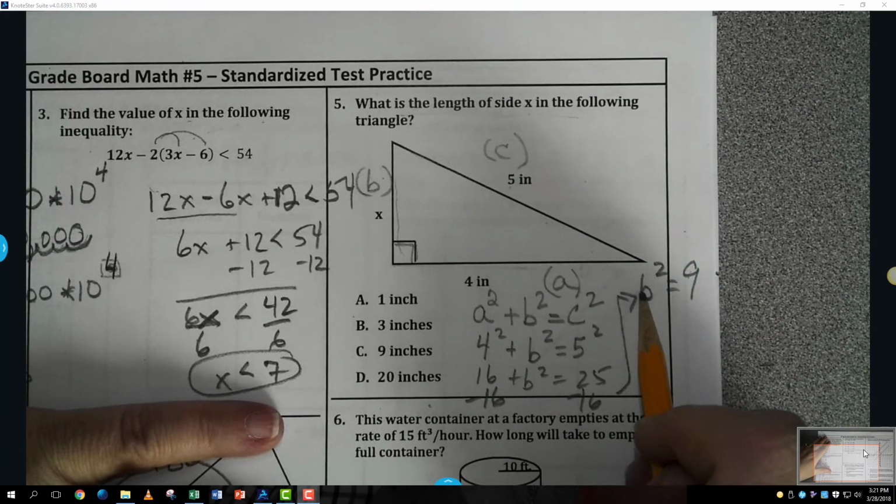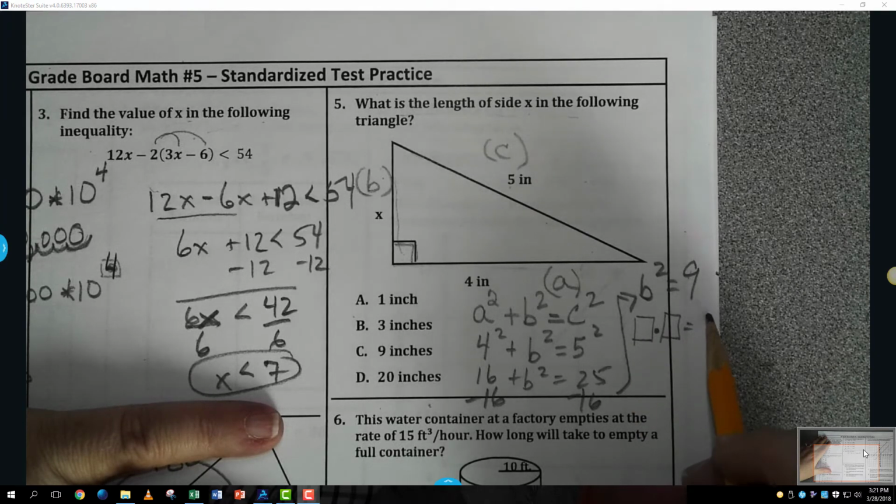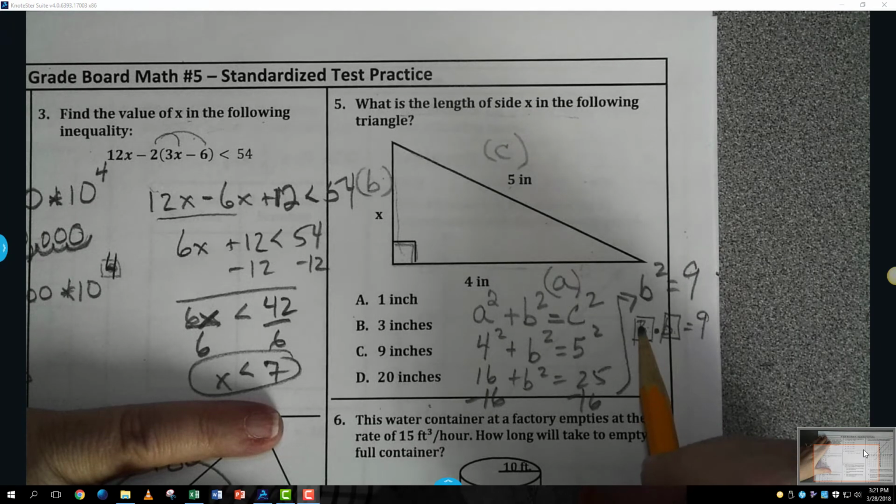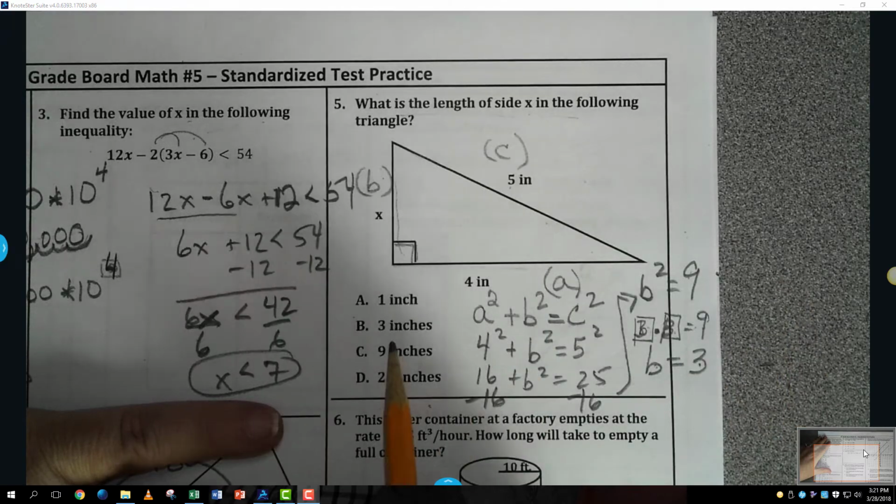And then this is asking the question, what number times itself is equal to 9? So B times B, what number times itself is equal to 9? 3. 3 times 3 is equal to 9, so B is equal to 3, because B times B, or 3 times 3, equals 9.